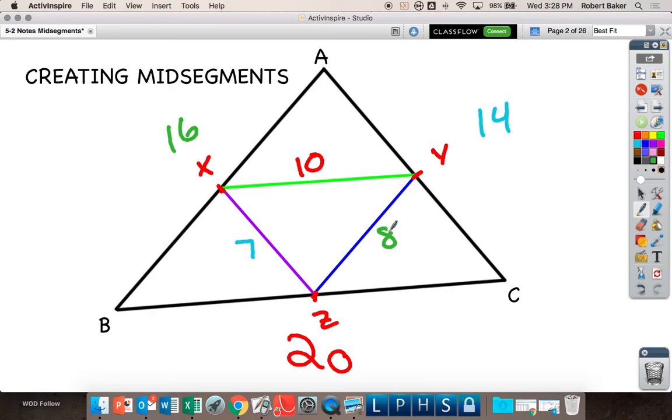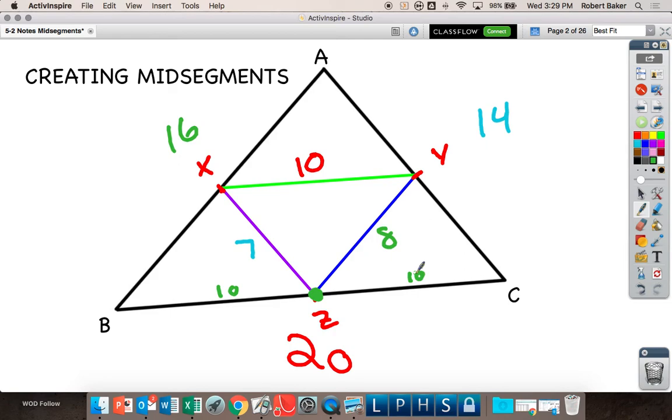But wait, there's still more. There's still more. So, think about this concept. What is this point? It's called a midpoint. So if this whole piece is 20 and this is the midpoint, how long is this side? 10. And how long is this side? 10. Because it cuts the line in half.